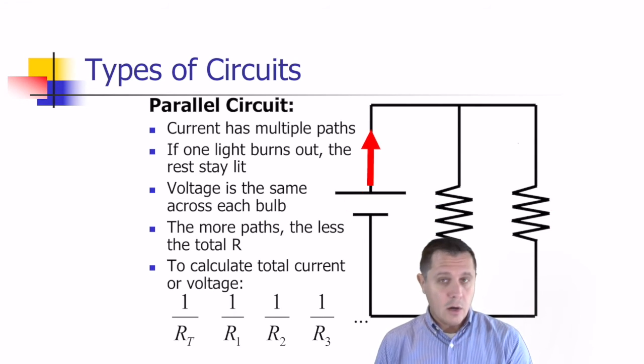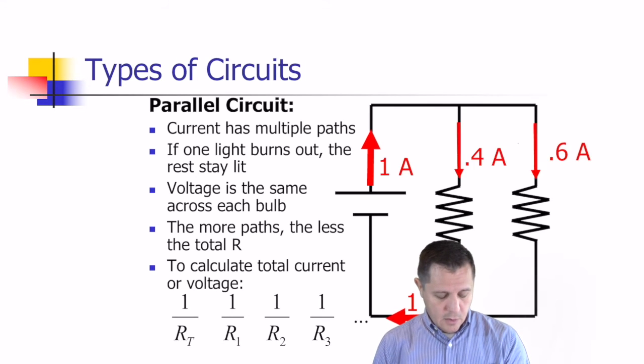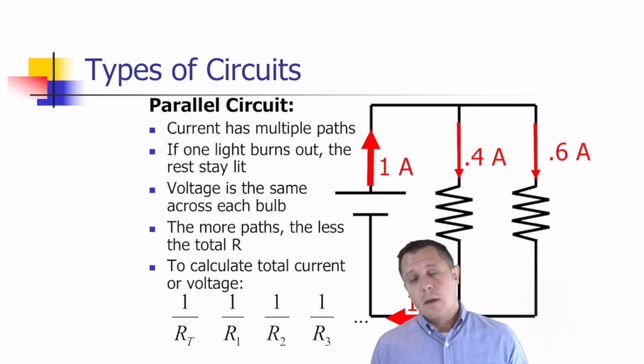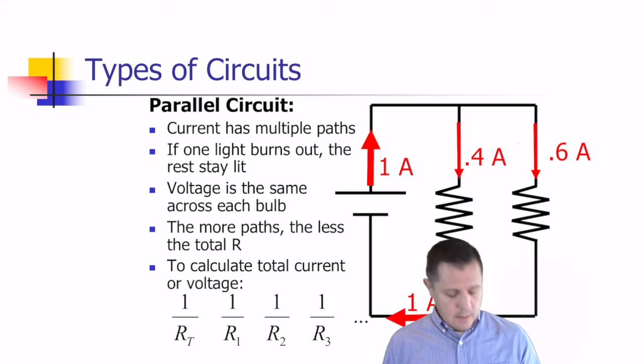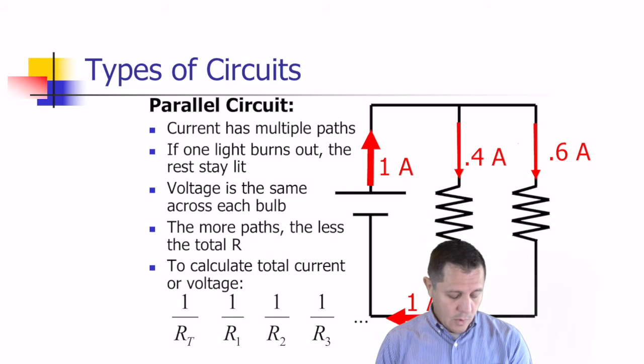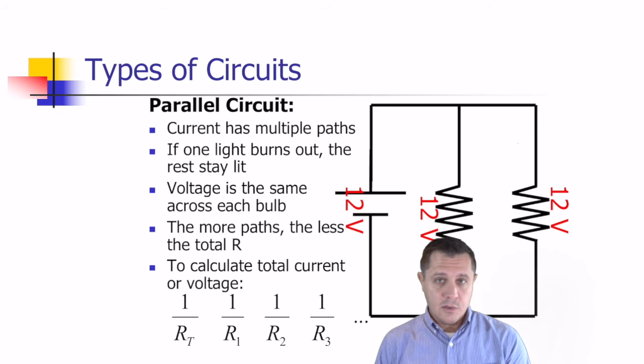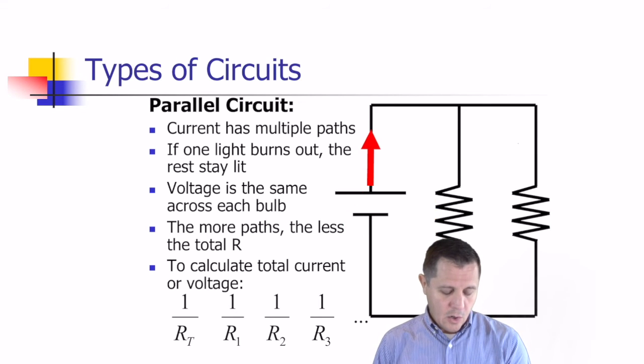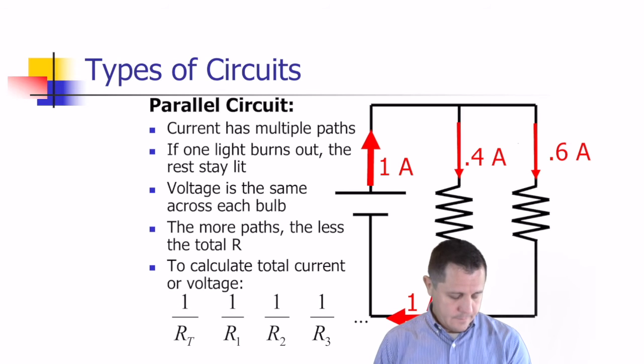And now let's talk about current. Current is going to split up, and we talked about that already, right? So the current's going to get split up. In this case, if I had 0.4 and 0.6, they would add back up to the 1, like small branches. So once again, notice in a parallel circuit, the voltages stay the same throughout, and the currents add up to the total.